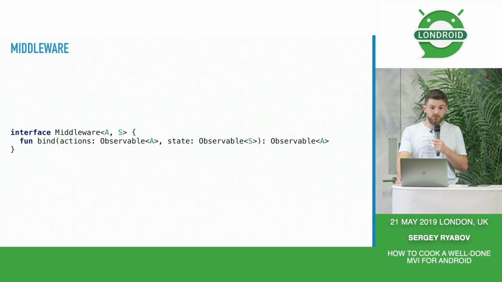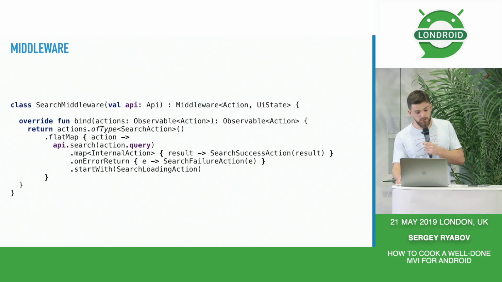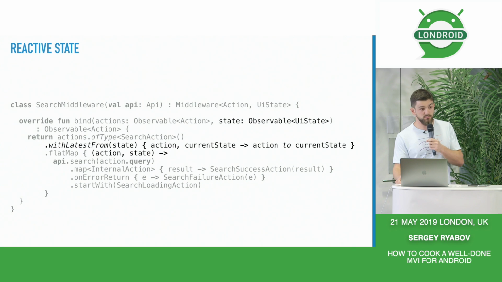Middleware is also a function that maps observables of state and action to another observable of actions. Also just a function. We will take these bind functions that were introduced before and just copy paste them here again. If we really need to interact with current state, we may add this with latest from operator and integrate observable of current states as well here.